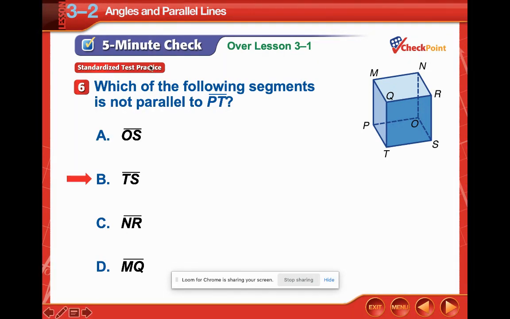All right, so in this case, we've got PT right here. OS is parallel. They're on the same plane and everything on the bottom. They're never going to touch. TS, on the other hand, intersects PT right here at point T. NR, as you can see, is parallel. Okay, that one's a tricky one because you can't really see the plane that they're on, but they are on the same plane. And then MQ is on the same plane right here on this side. So it's got to be TS.